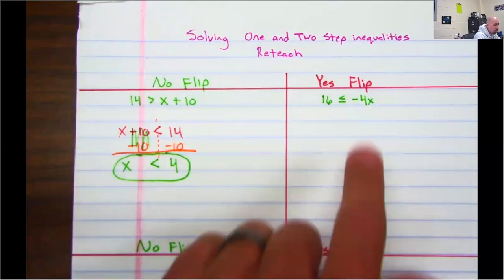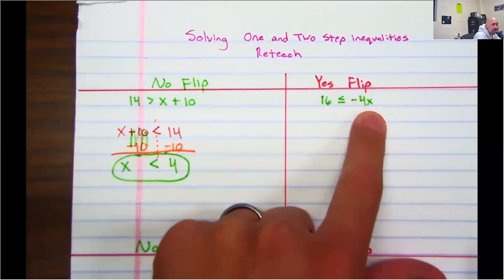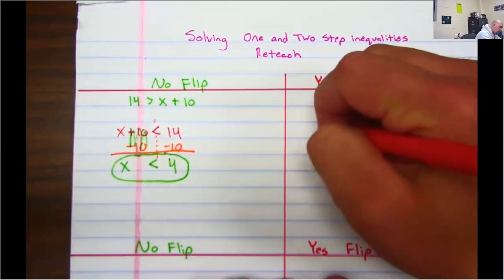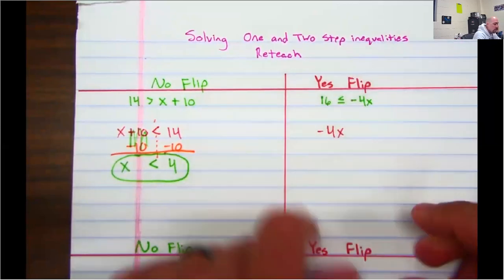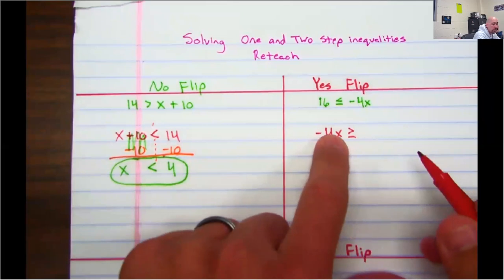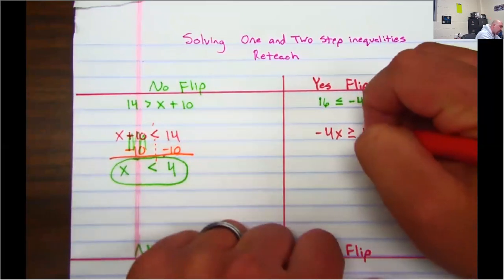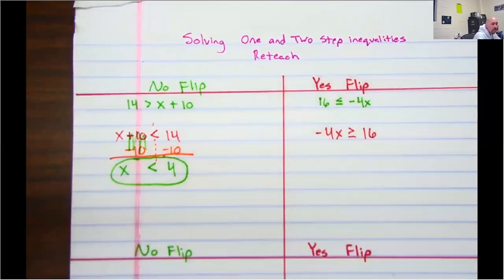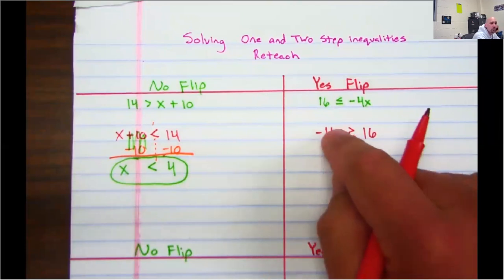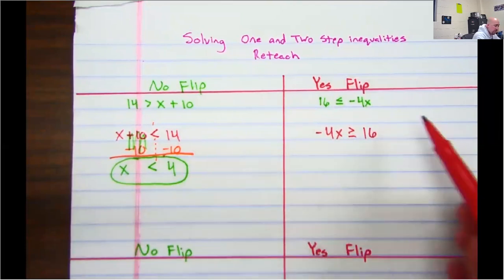All right. Next one. Again, we do not want the variable on the right side, so we're going to rewrite it. I have a negative 4x. We're going to change the direction because we are rewriting the inequality. Plus 16, or just 16. Now we have our inequality set up like we're supposed to with our variable or letter on the left side.